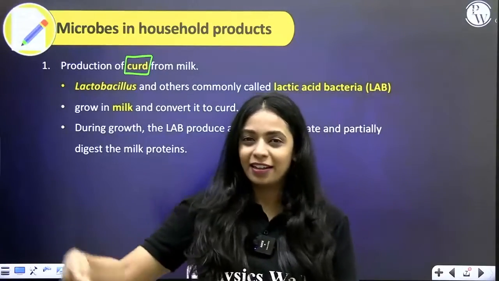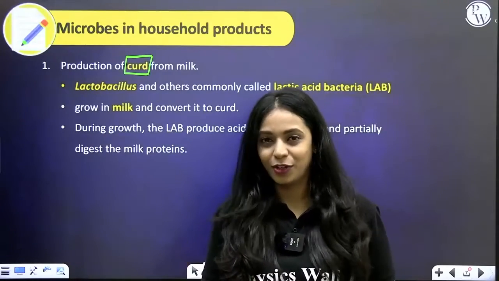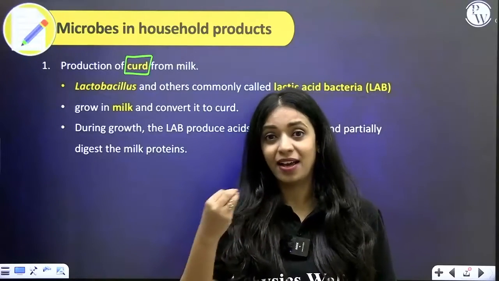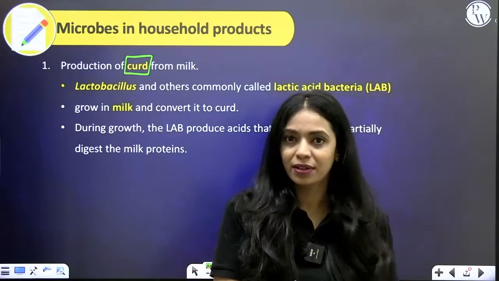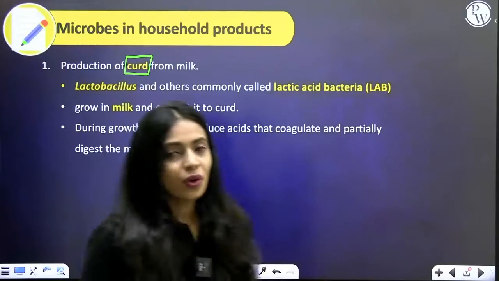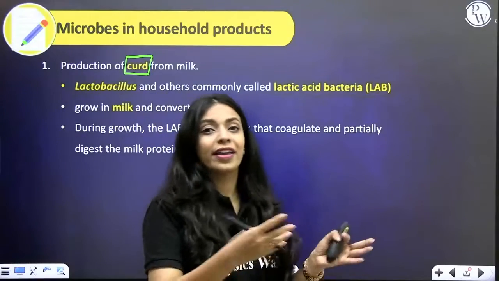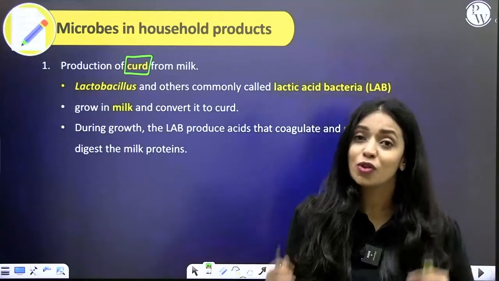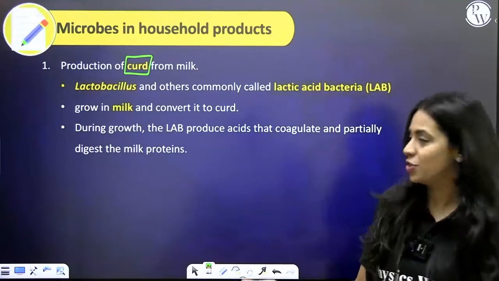I'm sure you may have seen in your households how at the end of the day, whatever milk is remaining, they add a little bit of curd to it, and by next morning, you see that the milk has turned into curd, right? How does this happen? There are certain bacteria in the curd that are capable of converting milk into curd. And if curd is formed from milk, it is from curd that you get your butter and your ghee and all of that, right? So all of these milk products also rely on microorganisms for their formation, right?